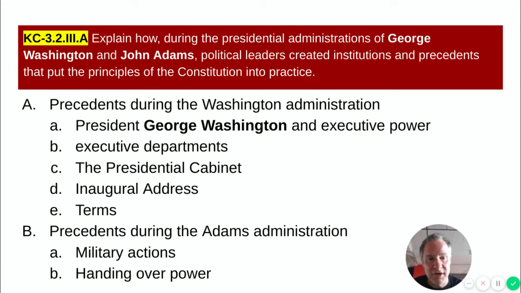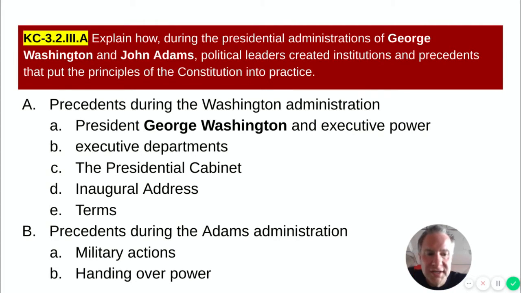The third precedent Washington created is the inaugural address. He's established the idea that when a new president is sworn in or inaugurated into office, they give a speech which outlines their goals and objectives for the next 4 years of their presidency. And today, inaugural addresses are a very important part of the president's career because that's where they actually set out their goals for what they want to do.